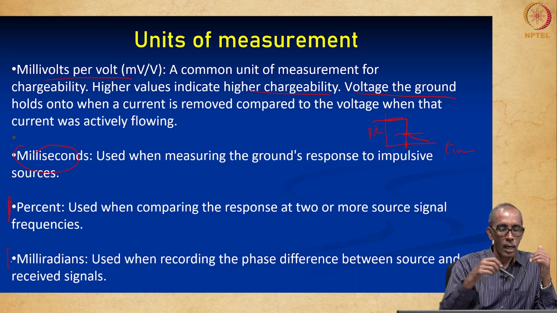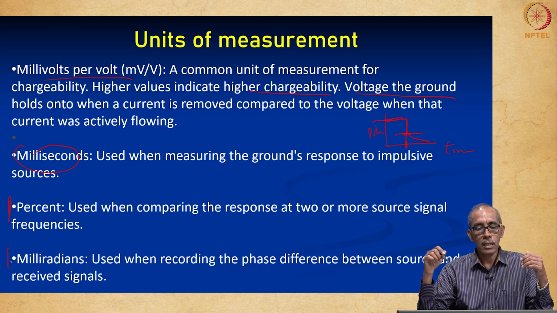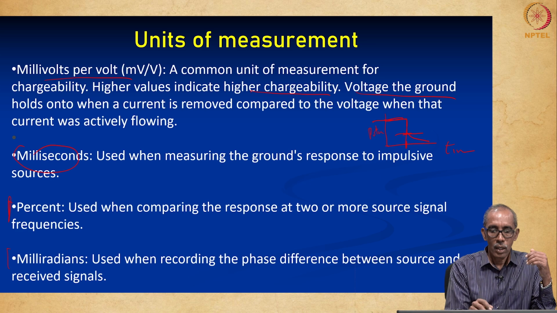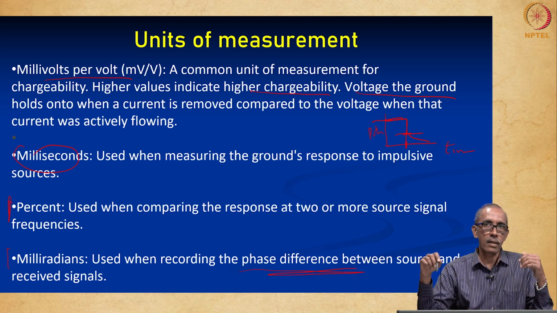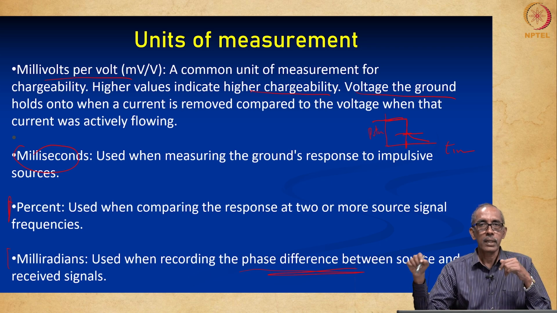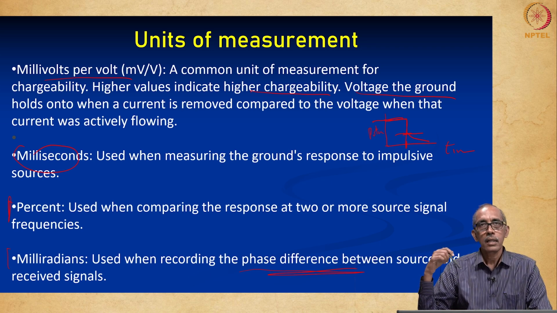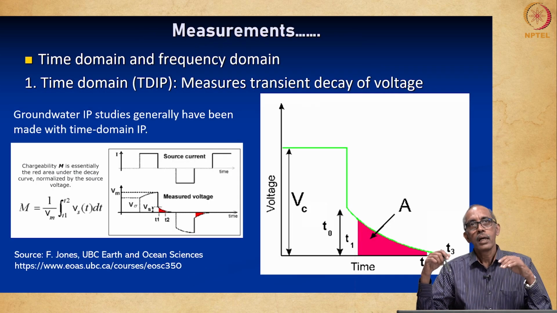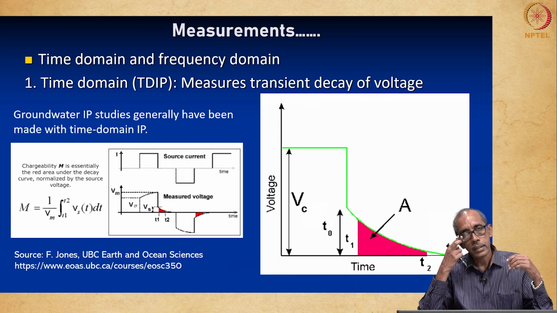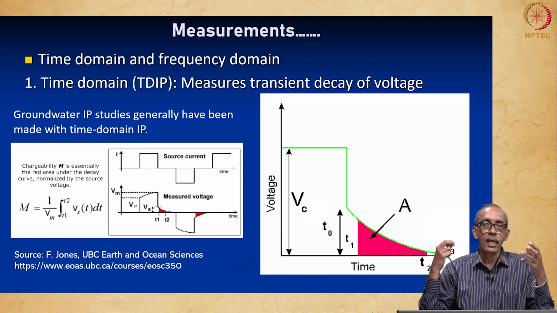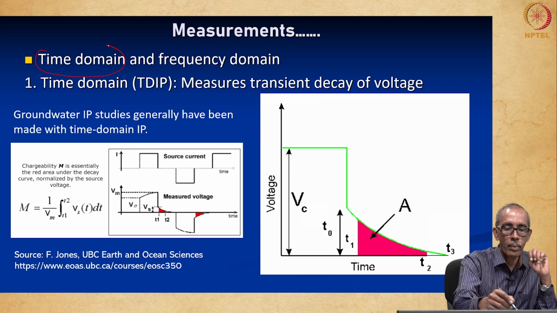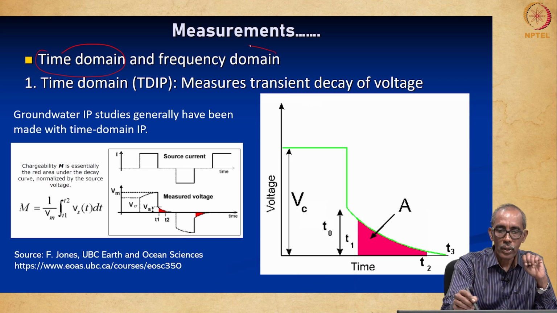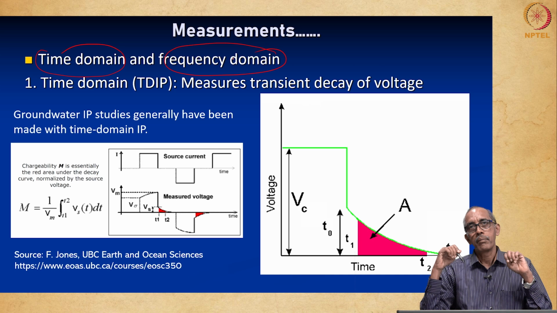Milliradians are the unit which we often use to record the phase difference between the source and the received signal. We are going to see all of them a little later. Right? These are the units of measurements in induced polarization method. Now, coming to the actual measurements in the field, the measurements can be made in two different methods. One is known as time domain and the other one is known as frequency domain method.